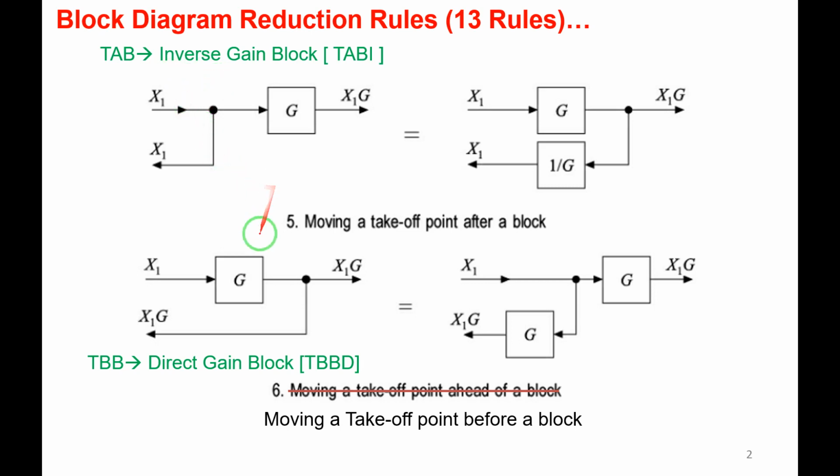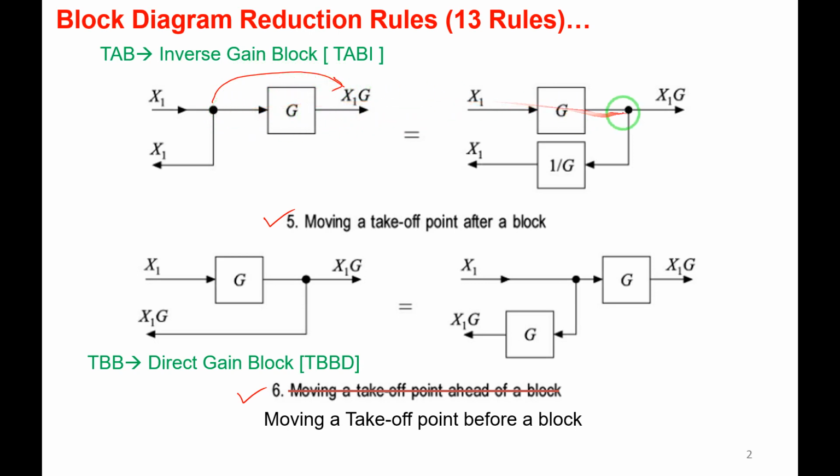We'll start with rule number 5, moving the takeoff point after a block, and rule number 6, moving a takeoff point before a block. We'll see them one by one. We know what a takeoff point is, also called a branch point, right? The signal goes concurrently to other blocks or a summing point. We call this a takeoff point or branch point. The takeoff point is here and the block is here. I want to shift this takeoff point after a block. What will happen, we'll see.